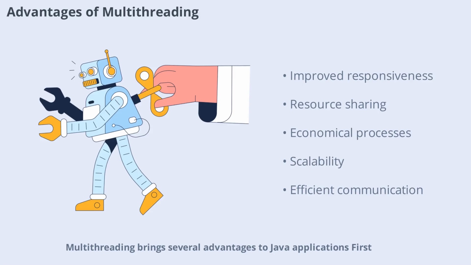Multithreading brings several advantages to Java applications. First, it enhances responsiveness, especially in interactive applications, by allowing code to run even when certain sections are blocked or executing lengthy processes. Threads can share resources, perform message passing, and use shared memory, making processes more economical.